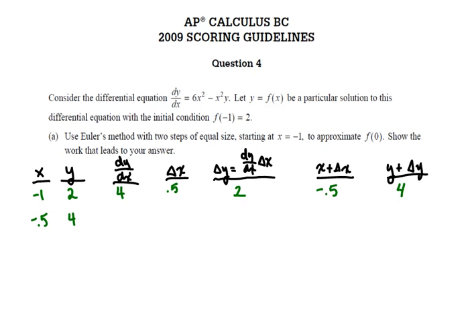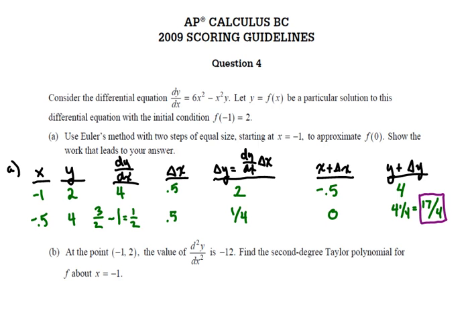So the derivative evaluated at x equals negative 0.5, y equals 4. And that leaves us 3/2 minus 1, which is 1/2. And the delta x is still 1/2. Our delta y is going to be the product of those two, which is 1/4. Now we're going to add 1/2 to negative 1/2, and that gives us 0 for x. And y is going to be y plus delta y, or 4 plus 1/4. And so our estimate is that at x equals 0, the function should equal 17/4. And that's the answer to part A.